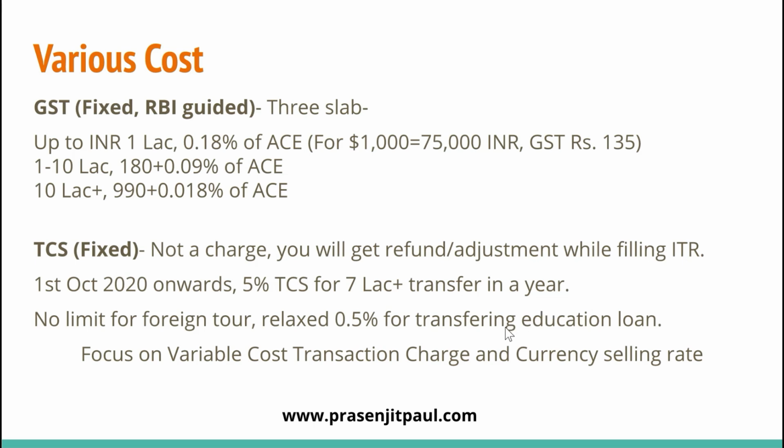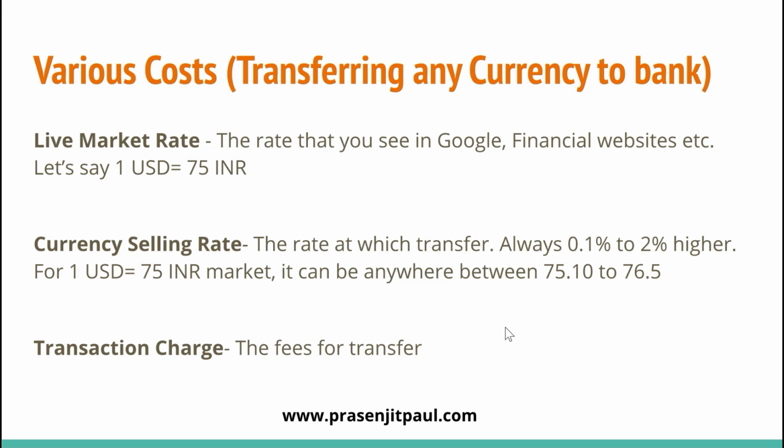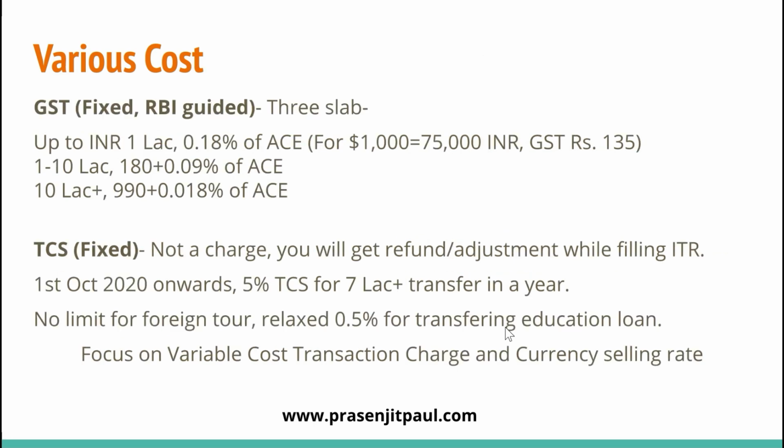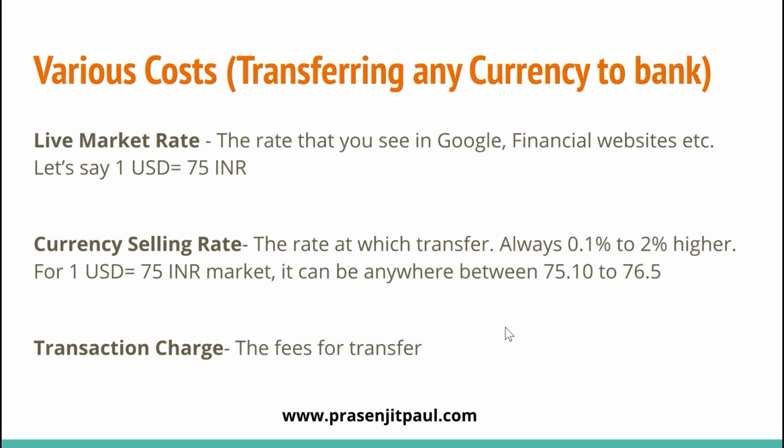So now you can understand there are two components. One is the variable component, that I mentioned, that is the currency selling rate and the transaction cost, and another is the fixed component, that is GST and TCS. So I'll talk more about the variable component, which service provider can offer the cheapest currency selling rate at the cheapest transaction charge. As I have mentioned, if you do international fund transfer, you clearly need to mention the purpose. Like if I do fund transfer in India from one Indian bank account to another Indian bank account, there is no need to mention the specific purpose code.